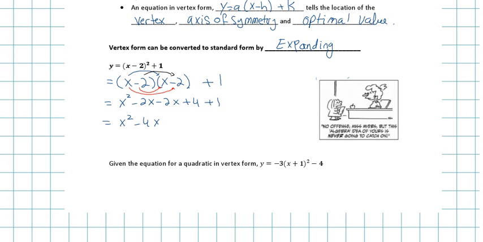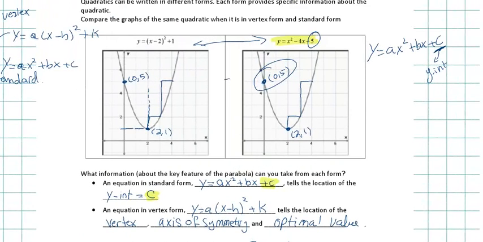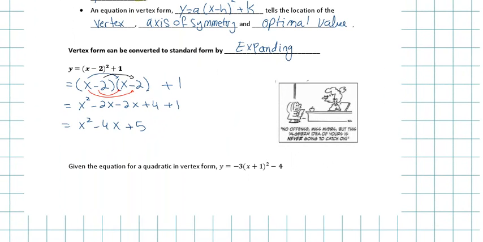Do you guys get this? So if I go back to my graphs, this is what I had. In vertex form, it's (x - 2) squared plus 1, and in standard form, it's x squared minus 4x plus 5, and this is exactly what I got when I went from vertex form to standard form. You see why your graphs are the same? Can we go from standard to vertex form? Yes, we can. So we can go from vertex to standard form.